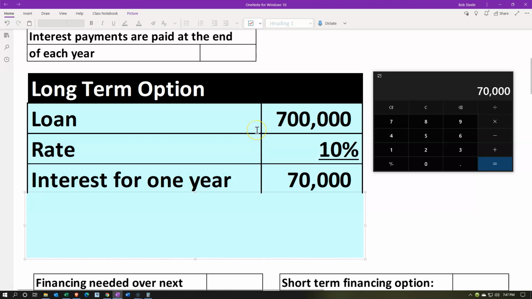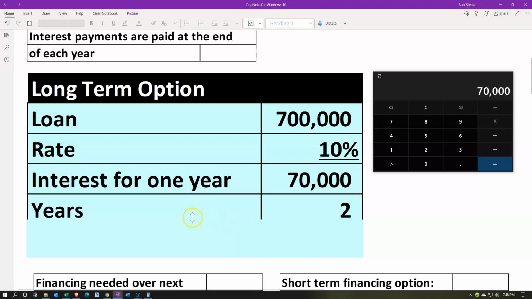We're not giving back the office building, or in this case, the money, the original loan, the principal, the $700,000. We haven't given that back. We'll give it back at the end of the loan term, the maturity date, which is going to be 2 years after.